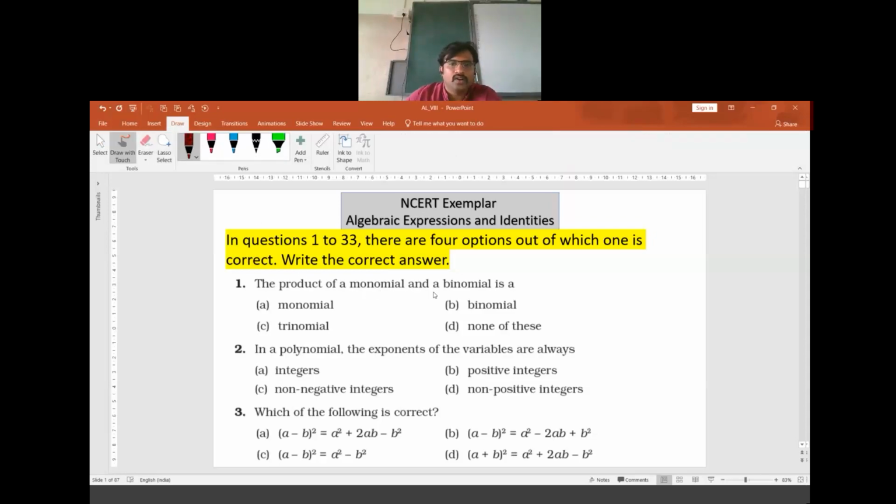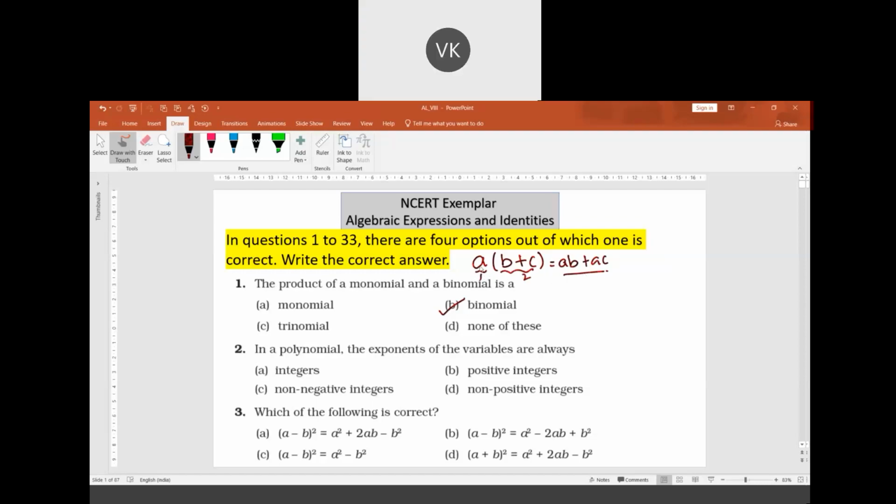The product of a monomial and a binomial is a binomial. Binomial, sir. Are you sure? Yes, sir. It has to be binomial. The reason is, if you consider a monomial multiplied to a binomial, something like a times (b plus c), we get ab plus ac. Here there are two terms, while here there is one term. A monomial multiplied to a binomial gives a binomial.